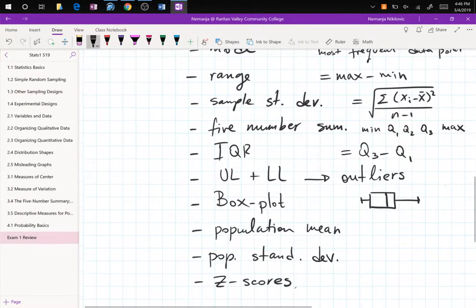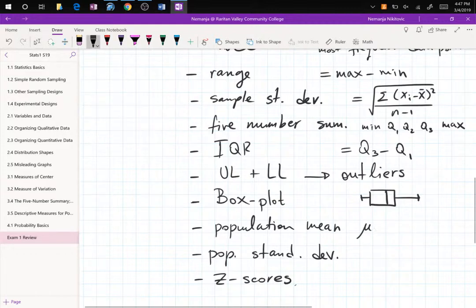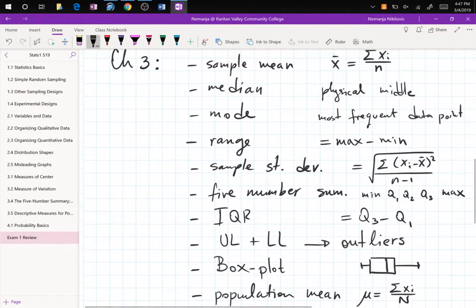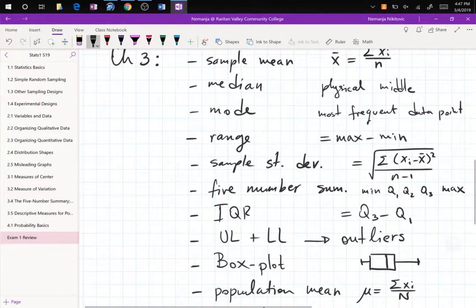Population mean mu was the sum of all observations divided by, now we call it capital N. And these two, I mean, we call them 2 formulas, but it's the same formula. Sample mean and population mean is the same calculation. It just uses different variables because it represents a different thing, right? Sample mean and population mean are not the same.